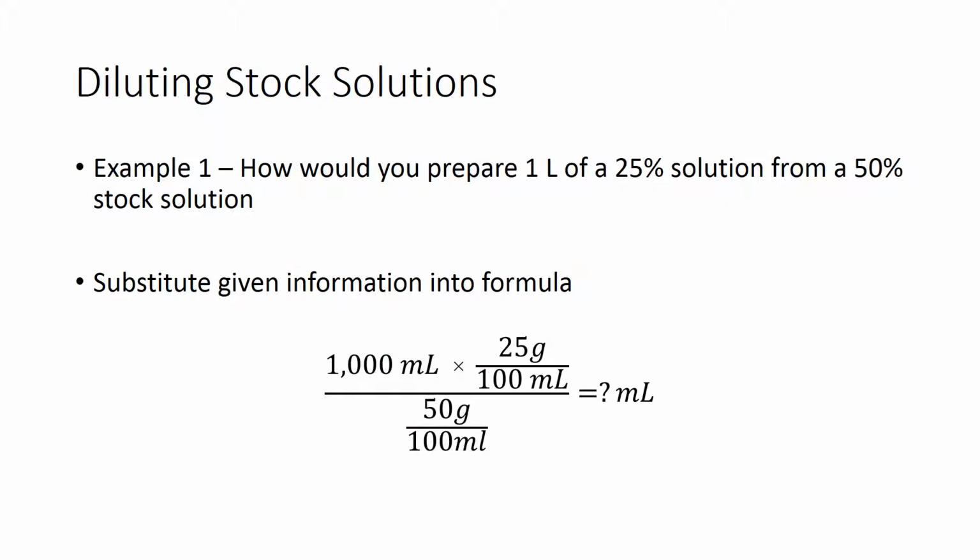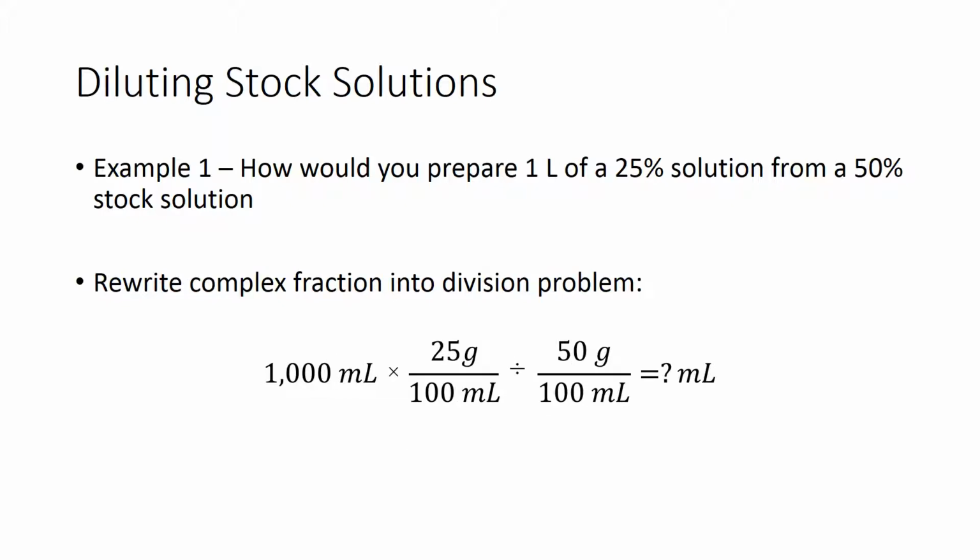So now we want to substitute our given information into the formula. So 1,000 mL was our starting amount. The final solution that we needed was 25 grams over 100 milliliters, and our stock solution is 50 grams divided by 100 milliliters. So what we want to do now is get rid of that complex fraction and put everything up on the same line. So we're going to rewrite our problem as 1,000 milliliters times 25 grams per 100 ml divided by 50 grams per 100 ml, which equals our total amount of stock solution that we're going to need.